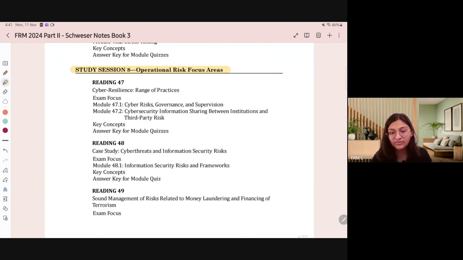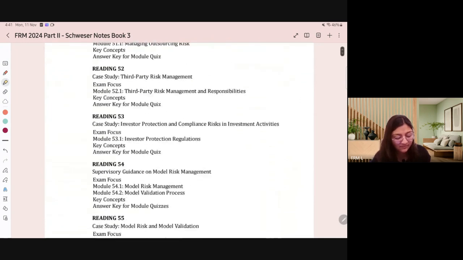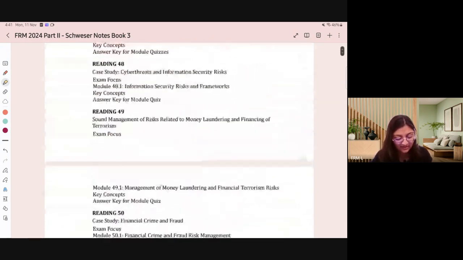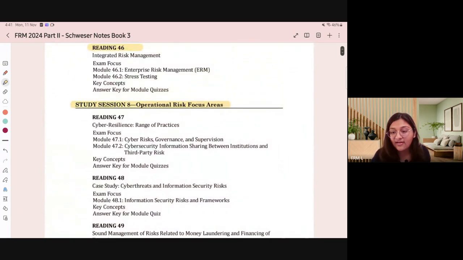There are around 24 chapters, and from that the major portion is covered in study session 8. But it looks like there are many chapters and it would be a very lengthy portion. But no, this is the shortest portion of the whole syllabus, because all the chapters are around 4 to 5 pages, nothing more than that. And this session is basically based on case studies and nothing else. Moreover, case studies and basic concepts. So if you do it nicely, you can score good in the exam.